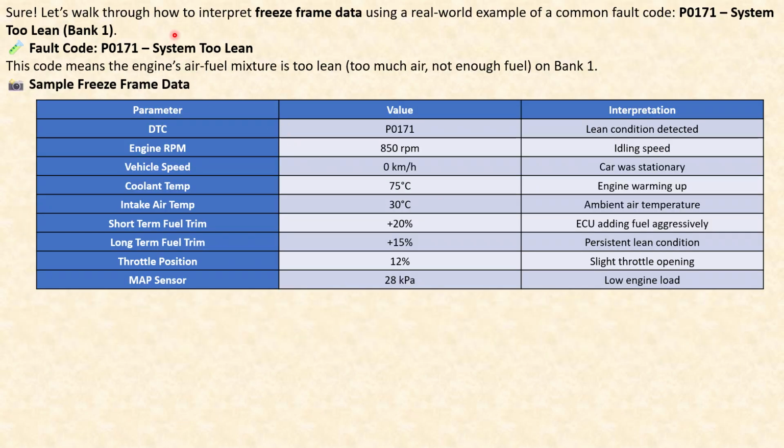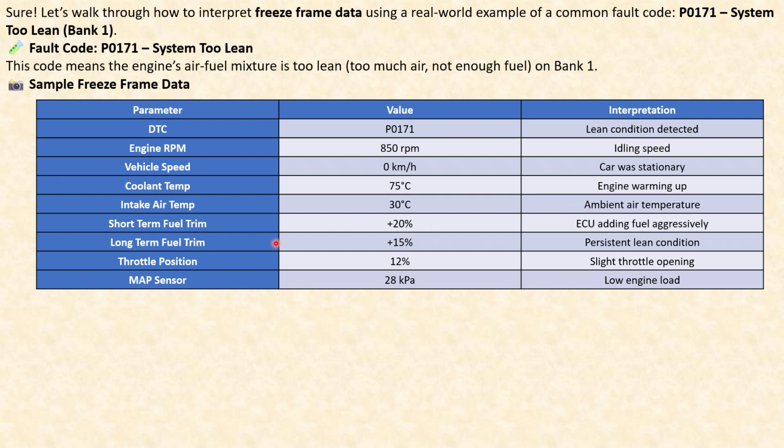Now let's walk through how to interpret freeze frame data using a real world example of the common fault code P0171, system too lean, bank 1. The sample freeze frame data is: engine RPM is only 850, which means it is still at idling speed, and vehicle speed is 0 because it is idling. Coolant temperature is 75 degrees centigrade, which means the engine is still warming up. Intake air temperature is 30 degrees centigrade.